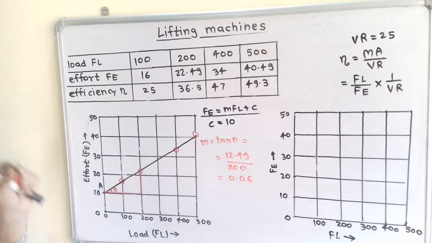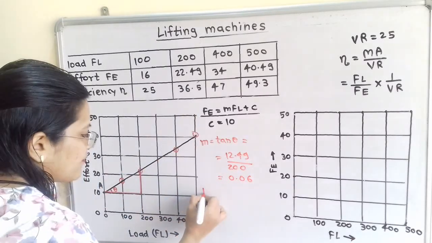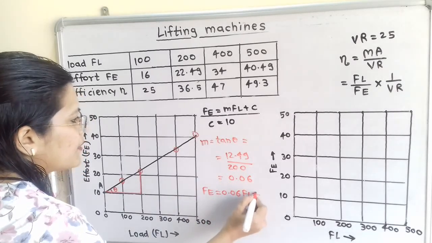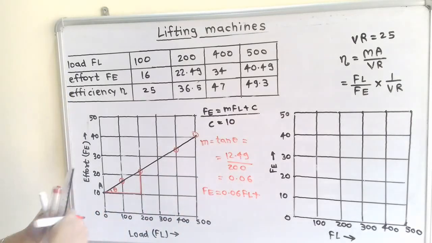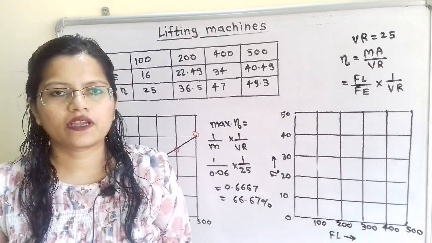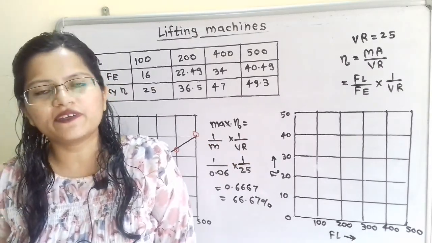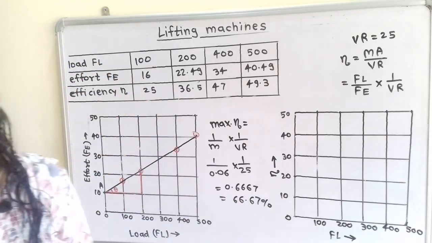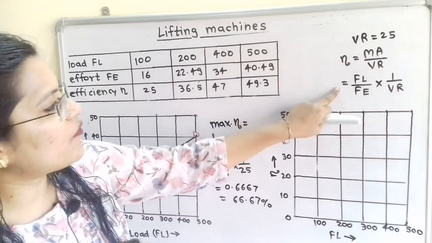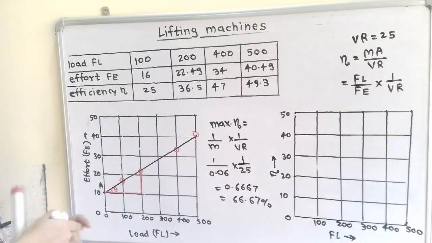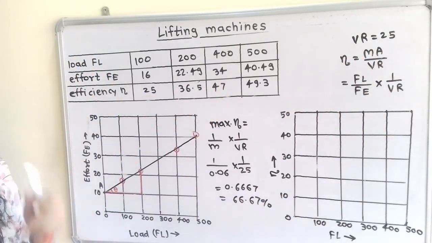So how can we write the law of machine? FE is equal to M, that is 0.06 FL plus C. The value of C is 10. So this is the law of machine for the given data. Now we will plot the graph for efficiency versus load. We have calculated this efficiency in percentage, using the formula FL by FE into 1 by VR, that is 1 by 25, and then converted into percentage by multiplying with 100. Now we will plot the data.